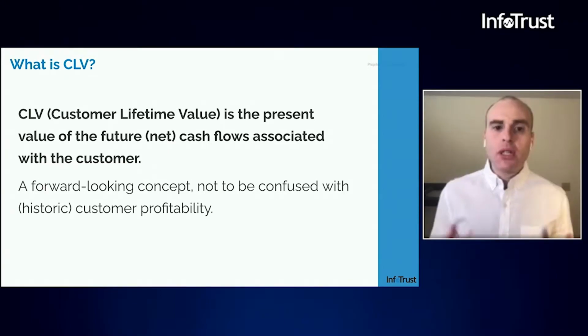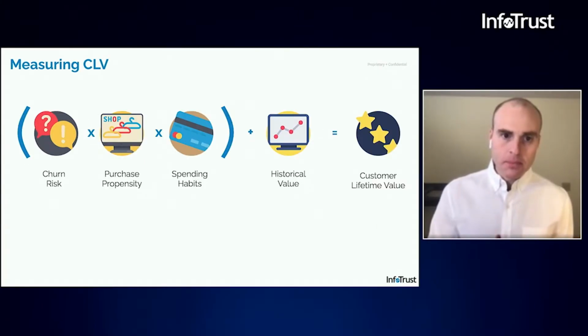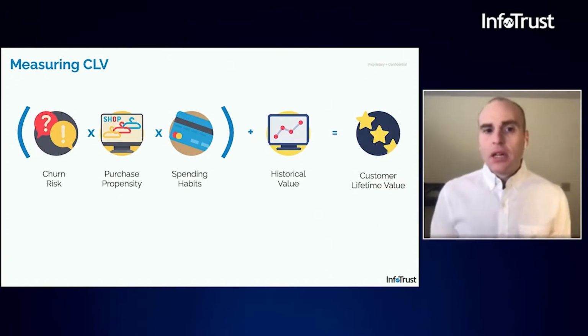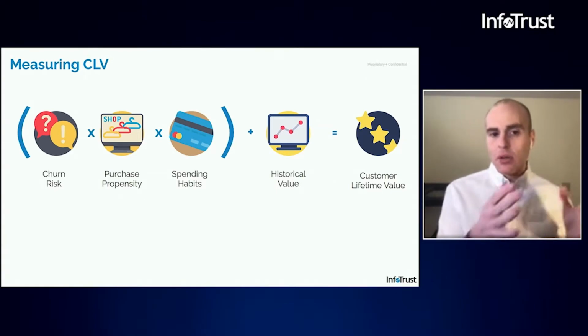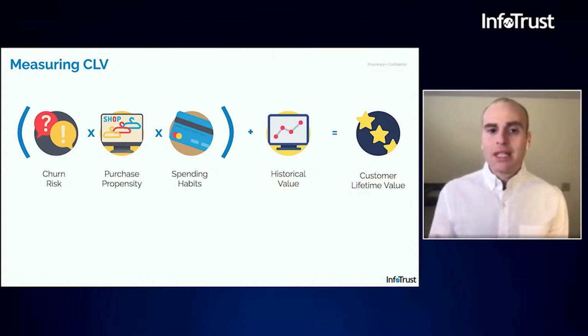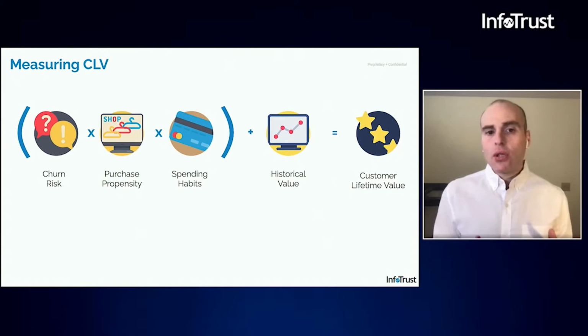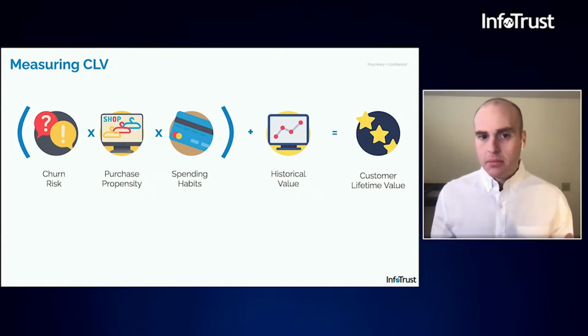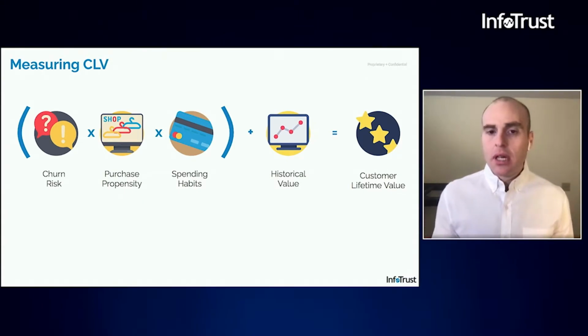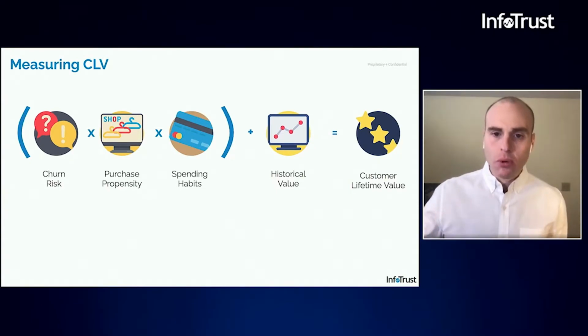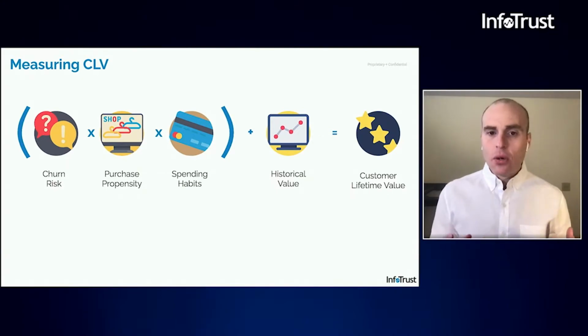So what actually goes into the CLV calculations? CLV calculation takes into account a number of different data points. We have our churn risk. So what is the probability that the person will not actually be our customer? It takes into account purchase propensity, spending habits, the historical value, how much has been spent with our business up to this point. And by taking those data points into account, we calculate customer lifetime value.